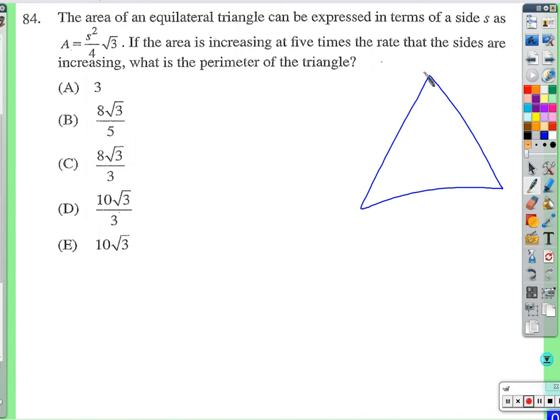So the sides are all the same in an equilateral triangle, they're all called S. The area is increasing at 5 times the rate that the sides are increasing. What is the perimeter of the triangle?